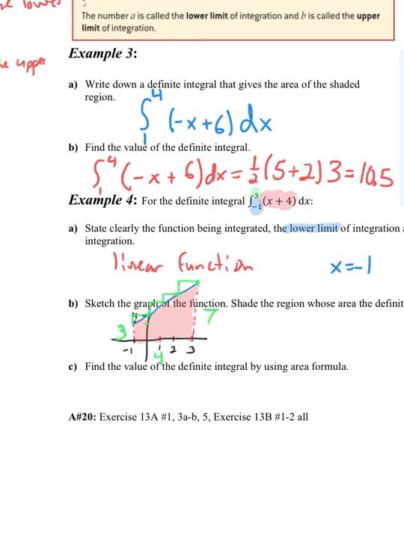So then the last part here, find the value of the definite integral. That's where we say, okay, this goes from -1 to 3, x plus 4 dx. And now I just need to set up that area formula. Base 1 plus base 2 times my height, divided by 2. That's going to be 10 times 4 is 40, divided by 2 is 20. So that'd be the total area of this particular function.